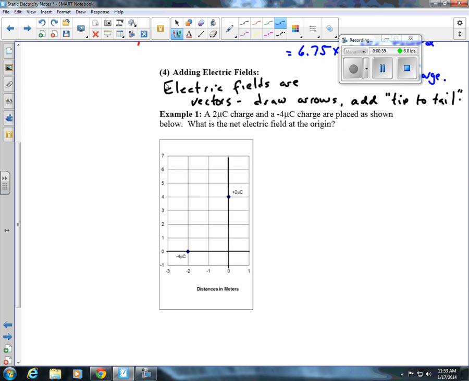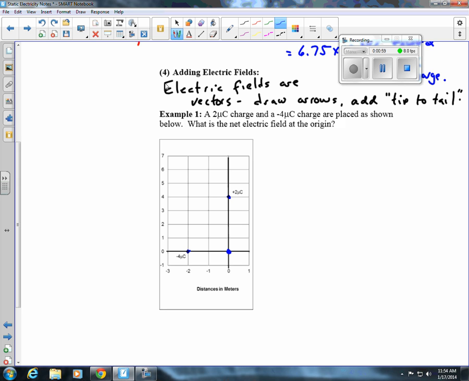Now, I have an example here. I have a 2 microcoulomb charge and a -4 microcoulomb charge. And what is the net electric field at the origin? So I'm finding the electric field right here at the origin. Remember, you don't find electric field at the charges. You find the electric field at some point away from the charges.